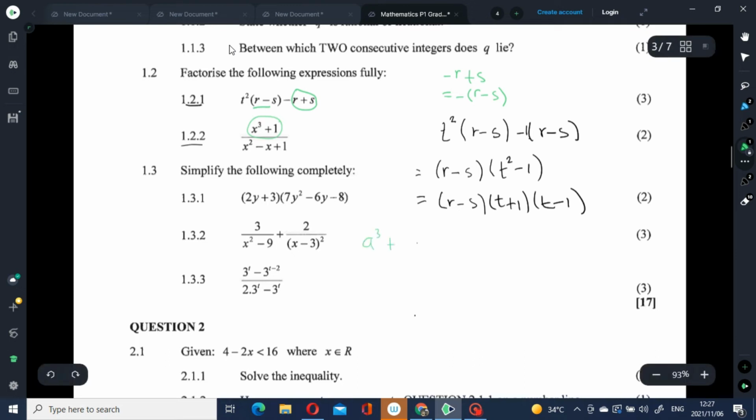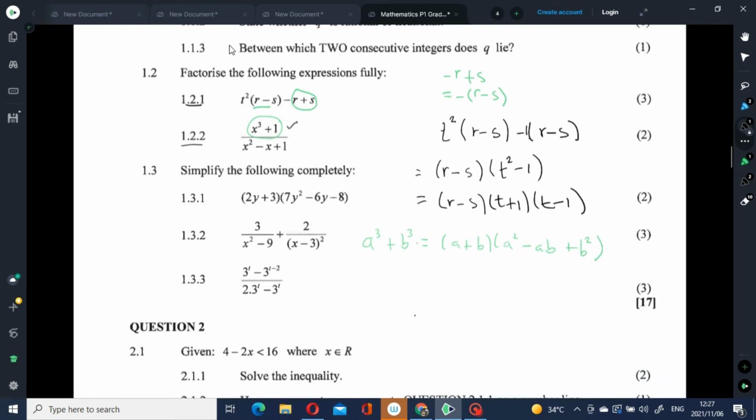I'm going to write it in general form. a cubed plus b cubed is equal to (a plus b)(a squared minus ab plus b squared). I can't stop emphasizing the importance of this formula, so please do remember it. So we can write that numerator in the same way.